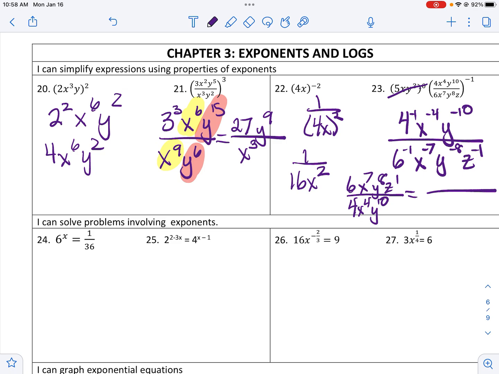And now I can reduce this down. 6 over 4 is 3 over 2. There's more x's on top, so that's x to the 3rd. There's more y's on the bottom, so that's y squared. And then there's that z on top.